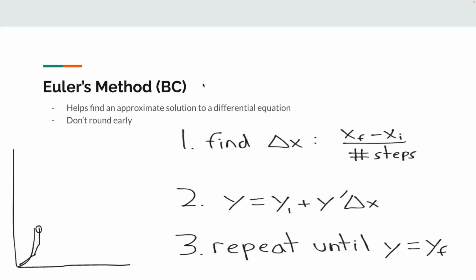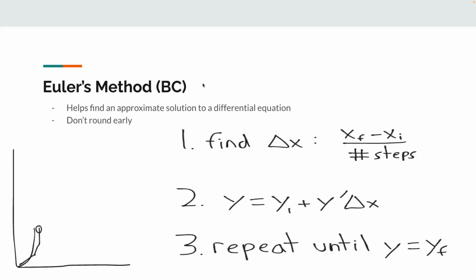So essentially, we'll first find the change in x, which is the x step value. To do that, we'll find the change in x over the total range. Let's say we want to find the y value at x equals 5, but we have the y value at x equals 1. The change will be 4. And let's say we want to do it in 3 steps. We'll divide that by 3. And that's how we find the step value.